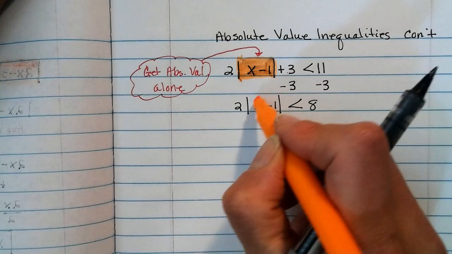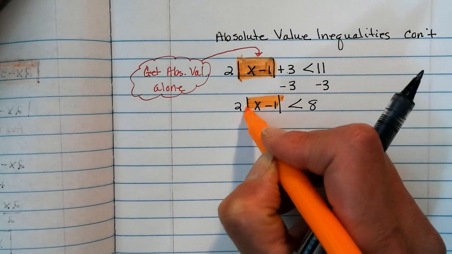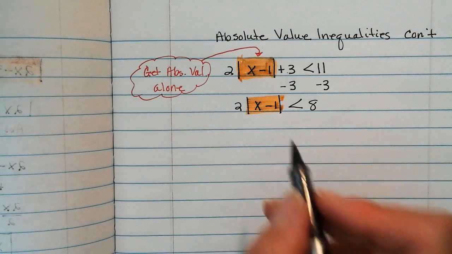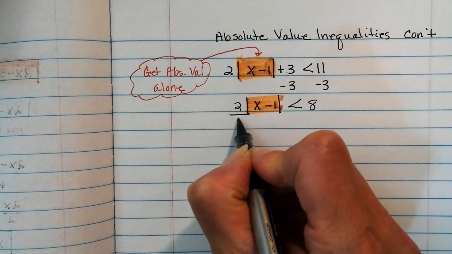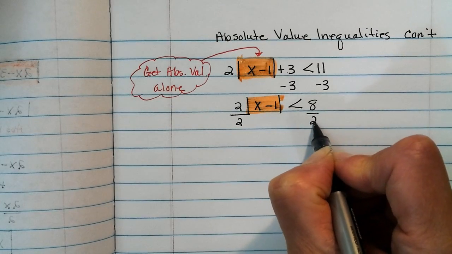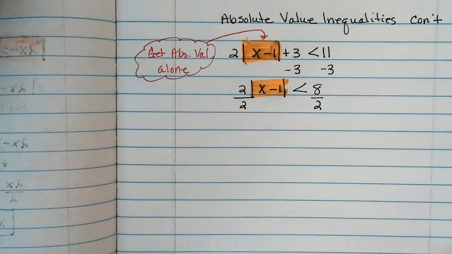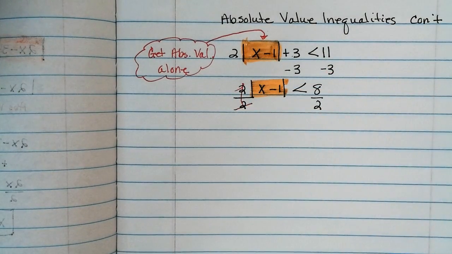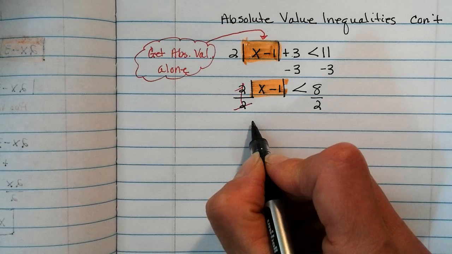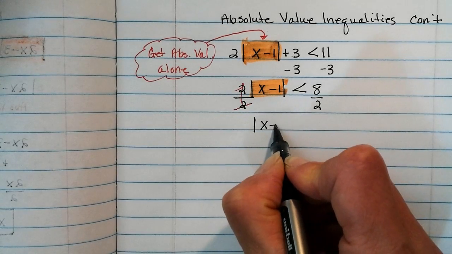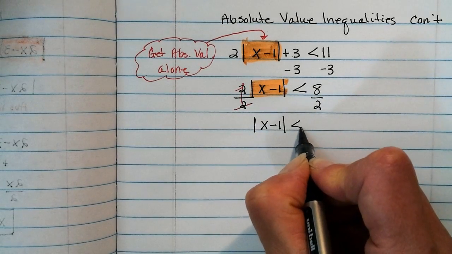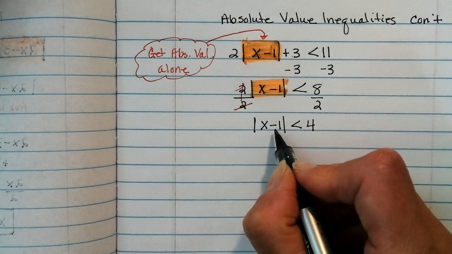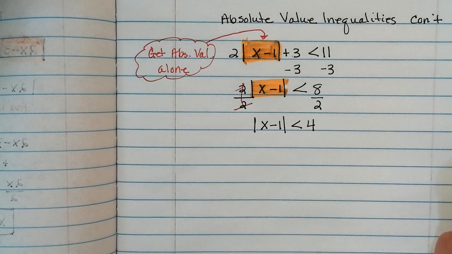So let's look at this absolute value. Absolute value is still not alone. It has a 2 being multiplied to it, which means I'm going to divide both sides of the inequality by 2. 2 divided by 2 gives me 1. So then that leaves me with the absolute value of x minus 1 is less than 8 divided by 2, which is 4. So now the absolute value is alone.